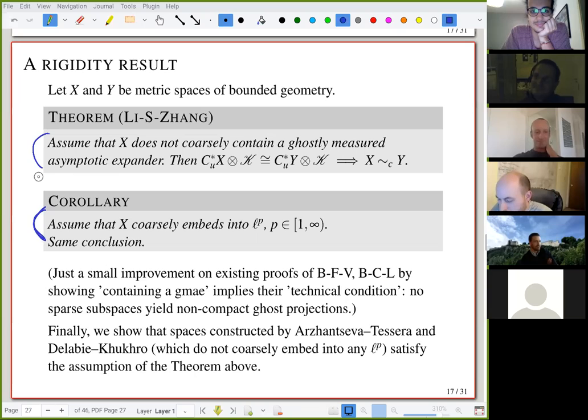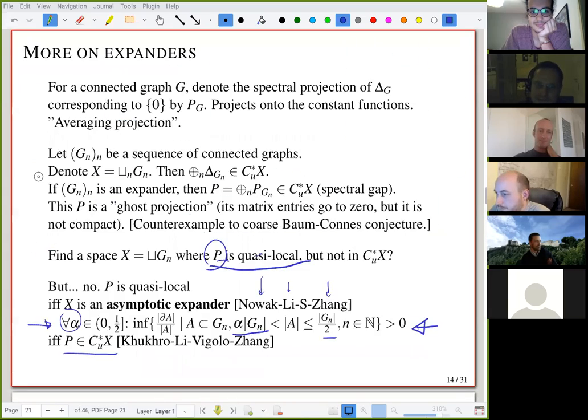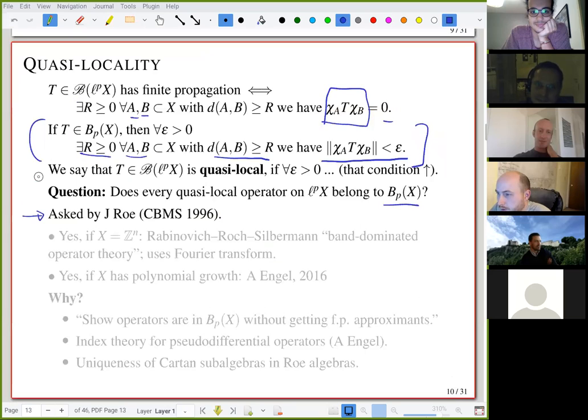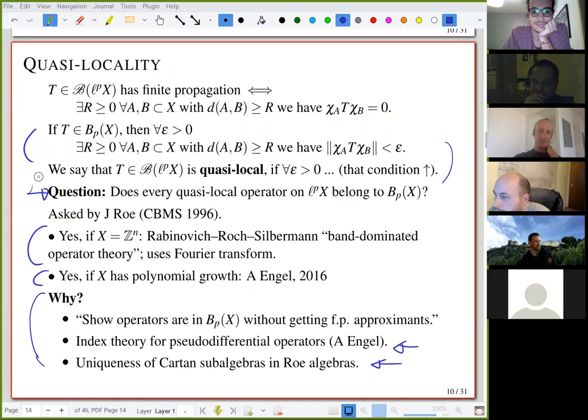I had a question. I think it's a little skewed to your interest, but could you go back to the slide on quasi-locality really early in the talk? Yes, exactly. So for finite propagation, you have this chi-A and chi-B on the left and right, and you're asking for it to be 0.